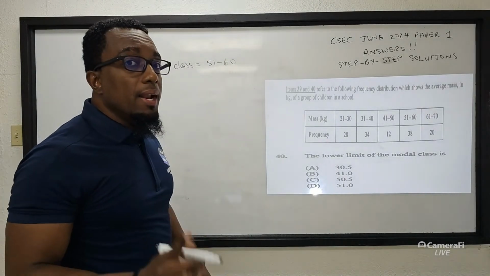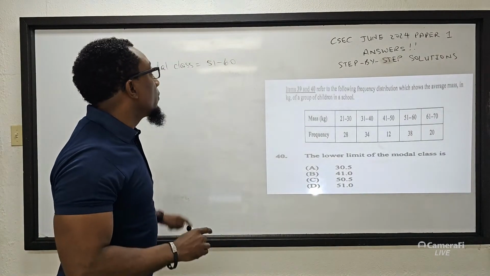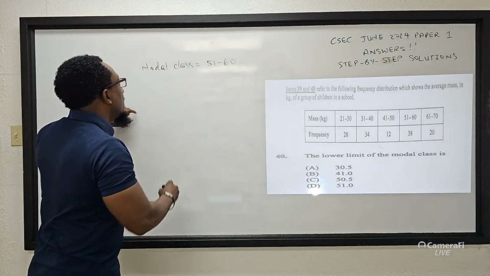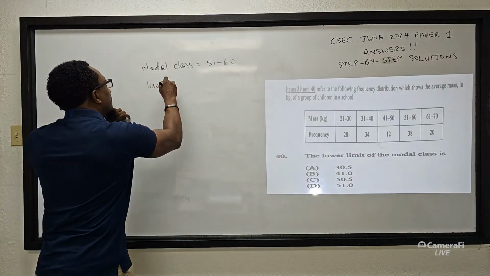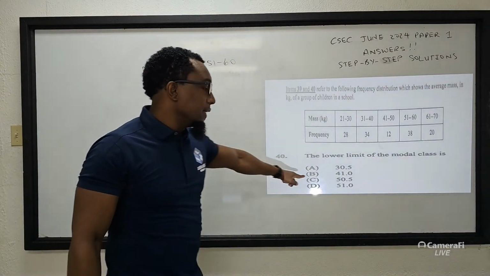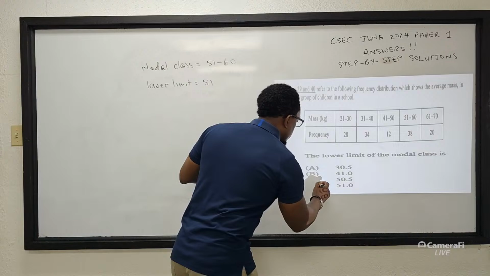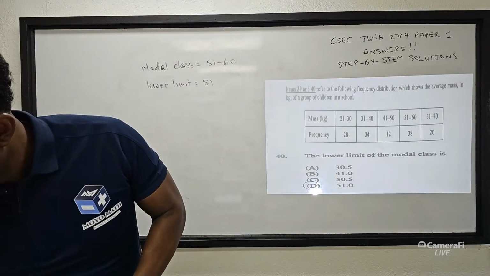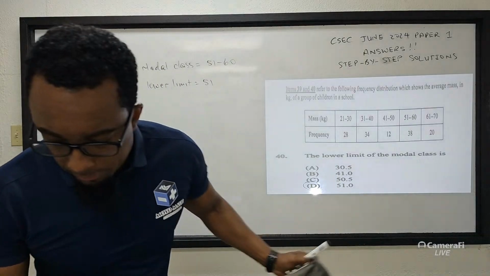But we want the lower limit. The lower limit of your modal class will be 51. So when they ask for the lower limit, it is 51. Whose answer there is D. So 40 is D. Let's look at 41.